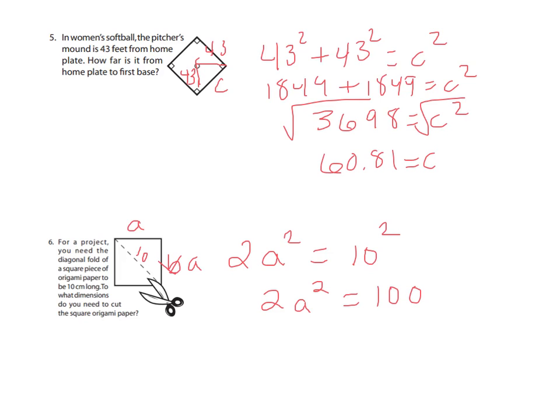Now when I solve this equation, the next step is going to be to divide by 2 on both sides. So now I have A squared equals 50. So to solve that, I'm going to take the square root of 50 and find out that A is going to equal 7.1 centimeters.